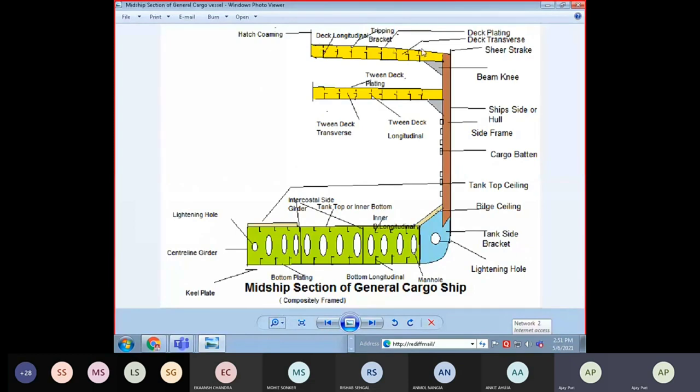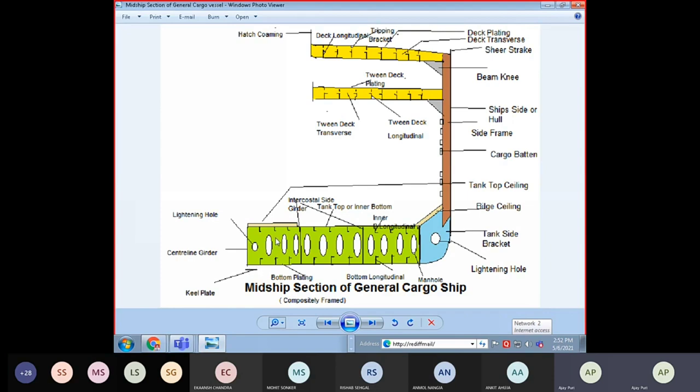So this is your hatch coaming, your transverse, longitudinal and stiffeners here, beam knee, shear strake, wing deck transverse, wing deck longitudinals, stiffeners, wing deck plating, beam knee here. These are your cargo battens. Cargo battens are here. Then is your tank side bracket, lightening hole, bilge ceiling. Then your DB tank. This is your tank top ceiling and tank top plating here. Intercostal girder, lightening hole, manholes, and bottom longitudinals, inner bottom longitudinals, and the keel plate.